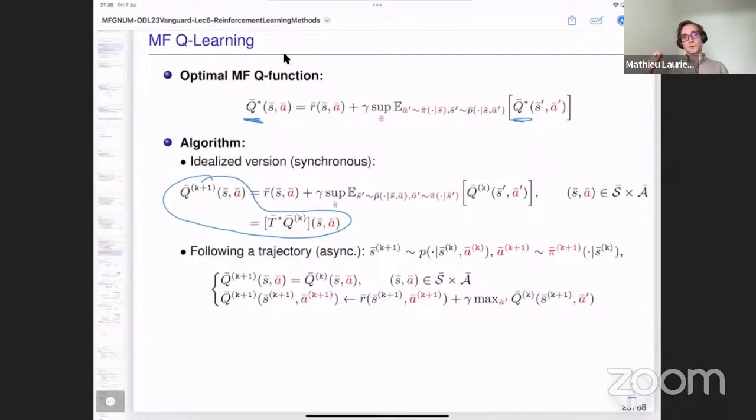So this is the idea behind Q learning, but in practice, you cannot do perfect updates. In particular, you cannot compute this expectation perfectly.